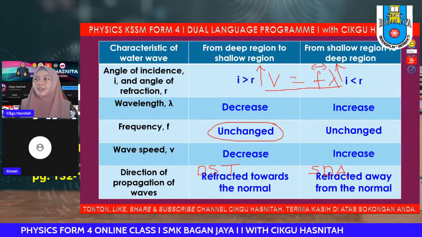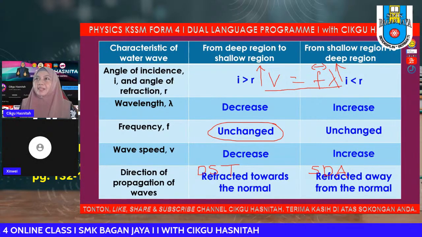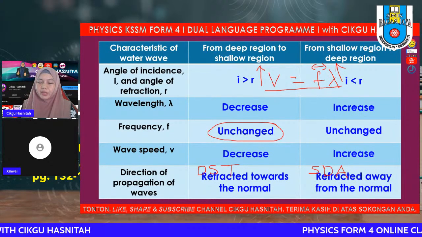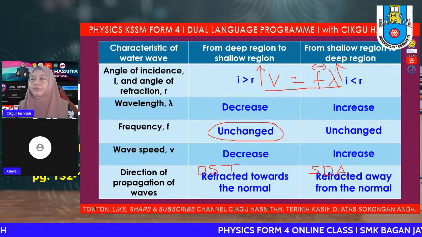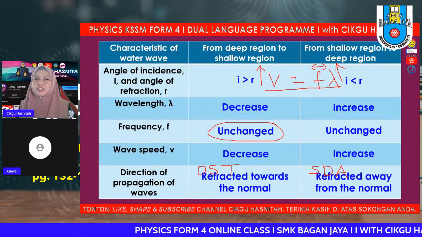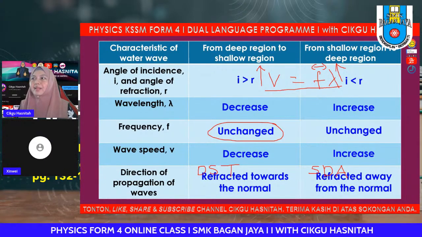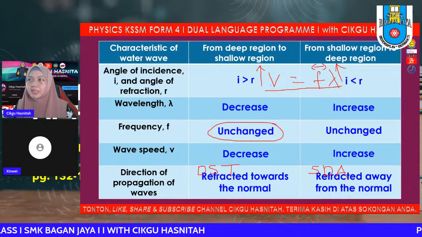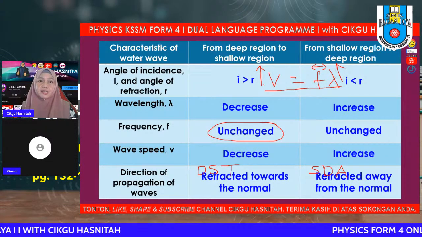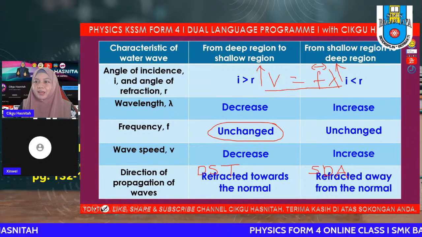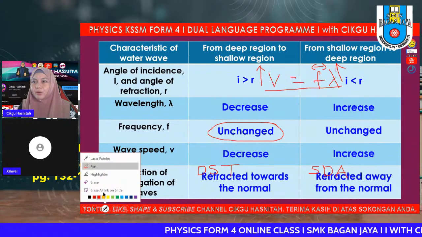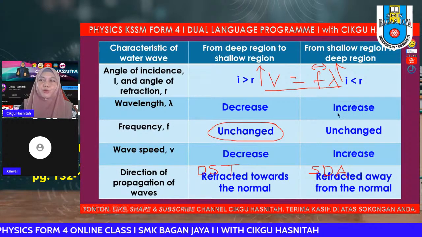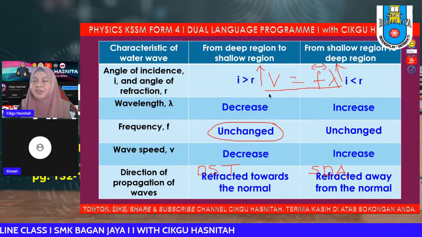If lambda is constant, V is also constant. V changes with lambda. So normally for refraction, F is always constant. It must be constant. So when it is constant, if lambda increases, V increases. If lambda decreases, V also decreases. Okay, very good. They are not equal, it does not mean V is 30 and lambda is also 30. It means when lambda is high, V will also be high.